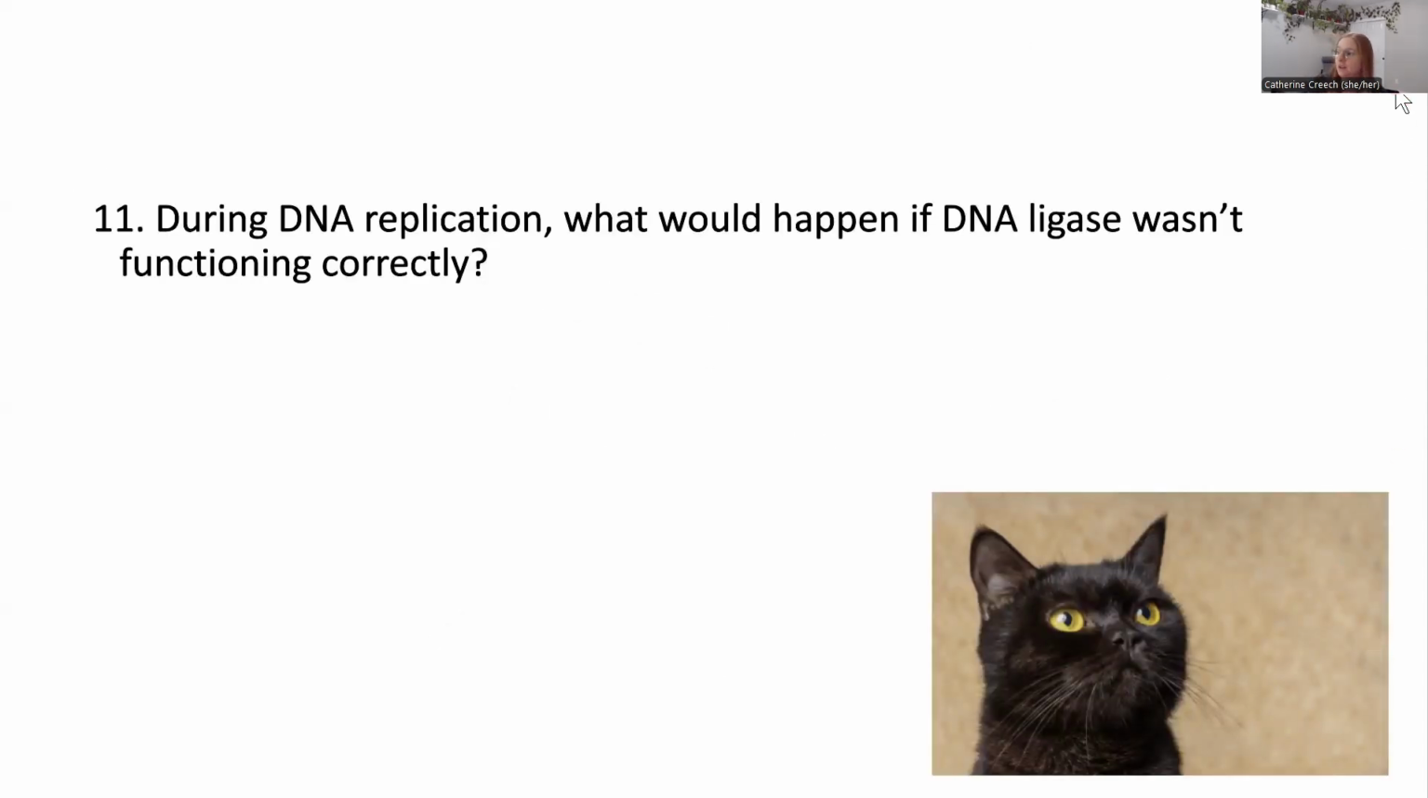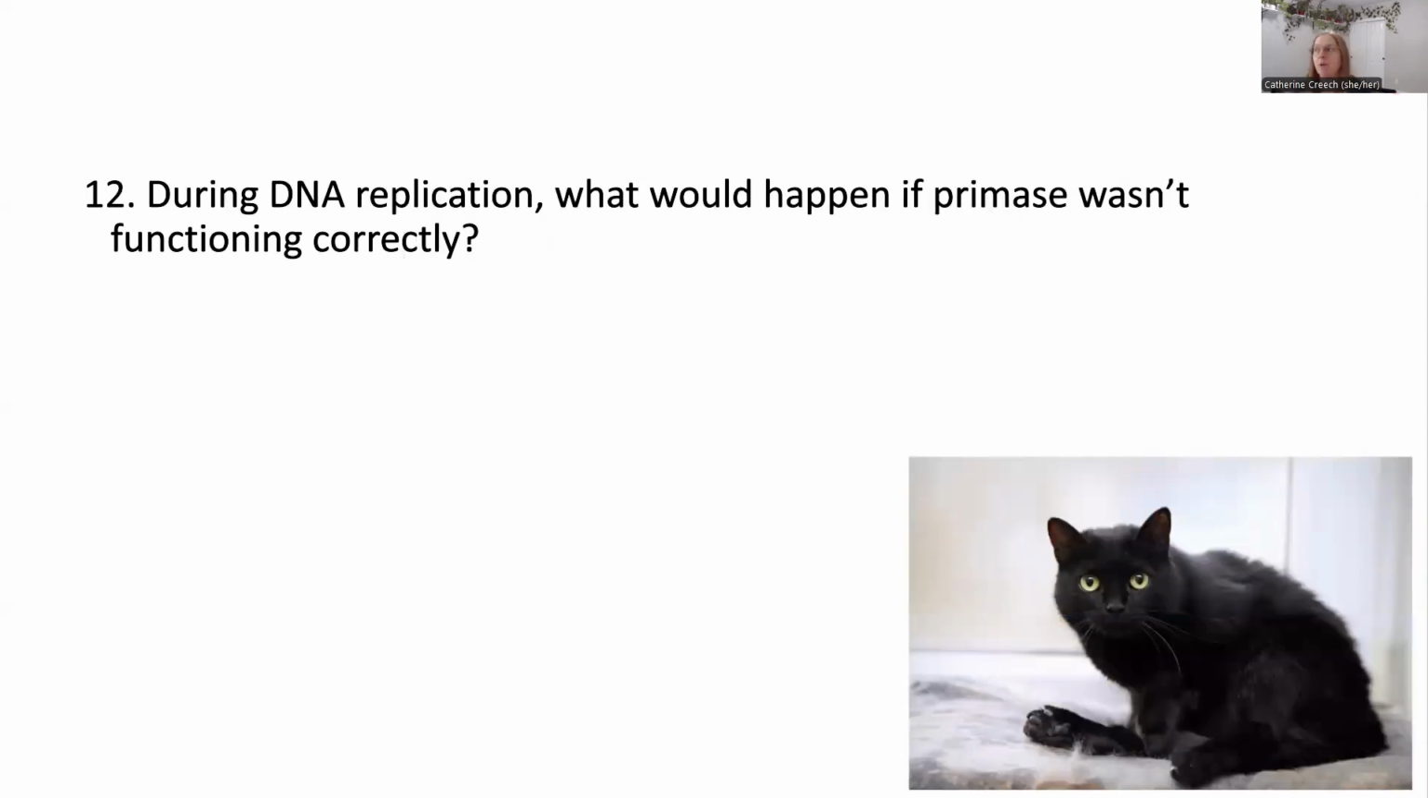During DNA replication, what would happen if DNA ligase wasn't functioning correctly? The lagging strand would not be connected, and so DNA replication would occur in unconnected chunks, and it wouldn't be effective. You would have little broken pieces of DNA instead of one long strand of DNA. During DNA replication, what would happen if primase wasn't functioning correctly? Primase lays down the primers. Without primase, DNA polymerase III cannot add new nucleotides. That means that DNA would not be replicated at all.